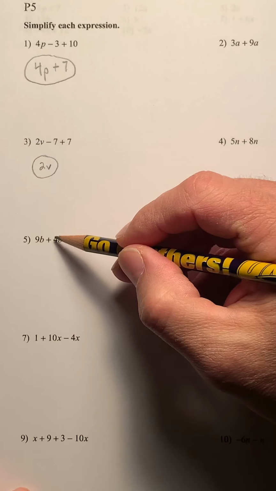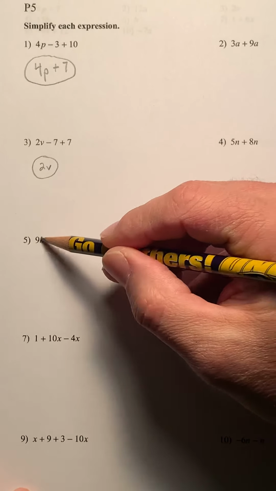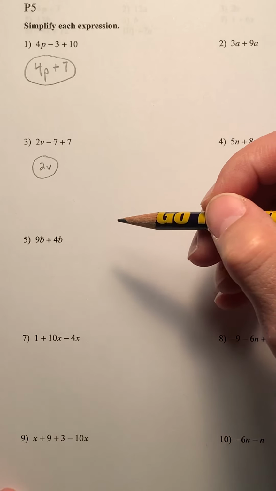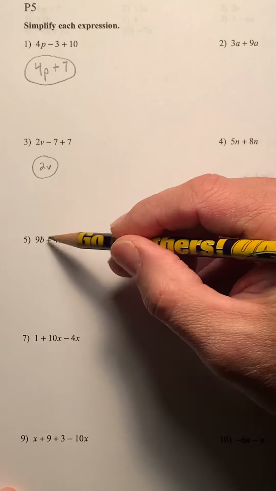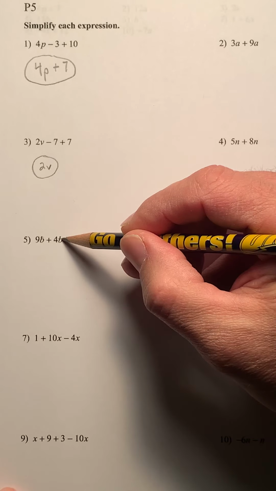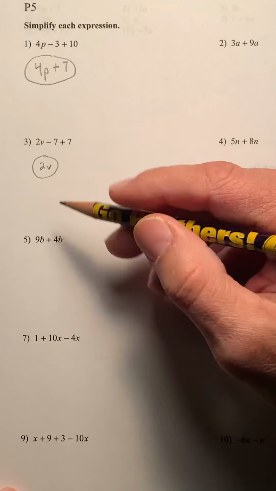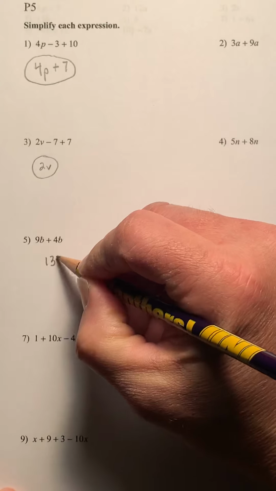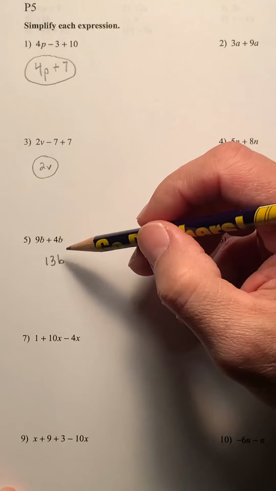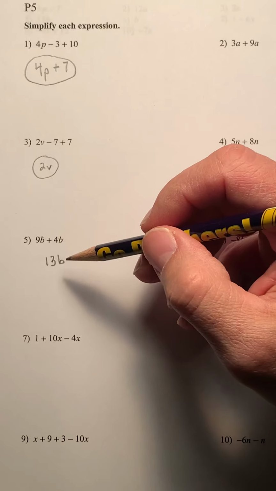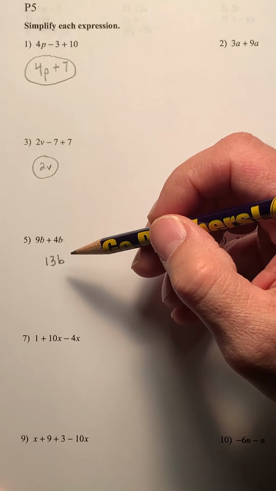Question number 5. Now we have two v's in the same problem. We need to put those guys together. 9 and 4, because they both have a variable on it, to the same power, I can put 9 and 4 together, get 13, and we follow that up with what their variable was. We don't change the variable when we're adding or subtracting.